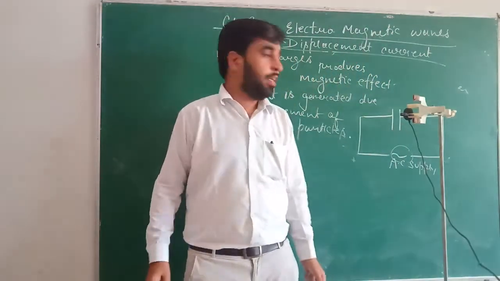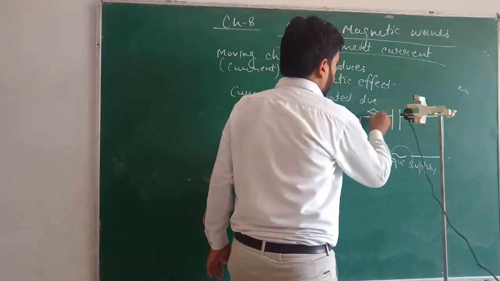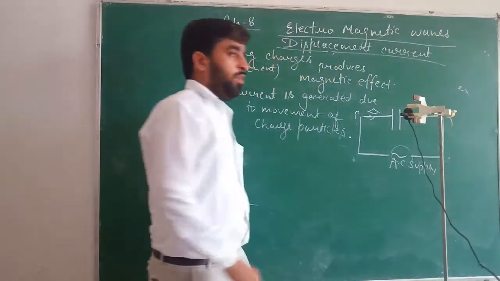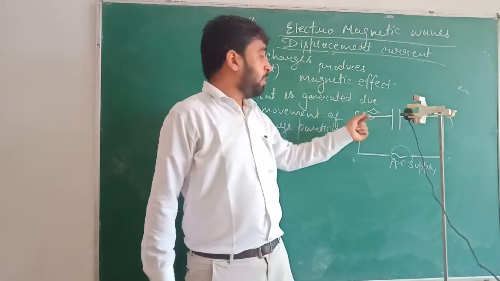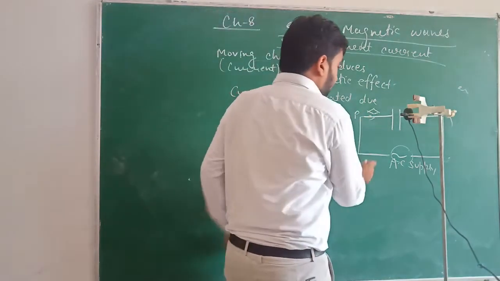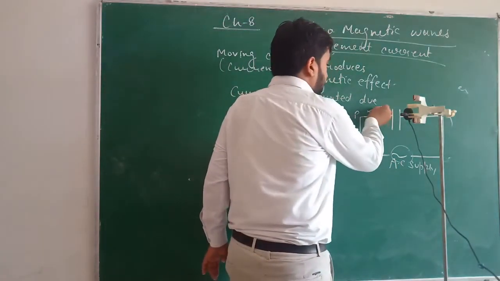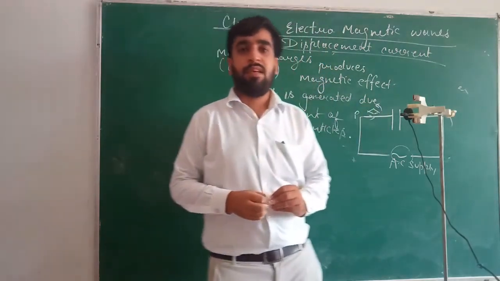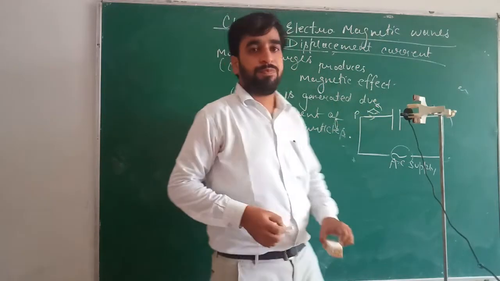Firstly, he brought a magnetic needle near to any portion of the wire. Suppose the name of the wire is PQ. He brought this magnetic needle, the magnetic compass, near to the wire. But he found that once he brought it near, the circuit is already closed, and this magnetic needle was a little bit deflected. This needle was deflected somewhere in this direction.